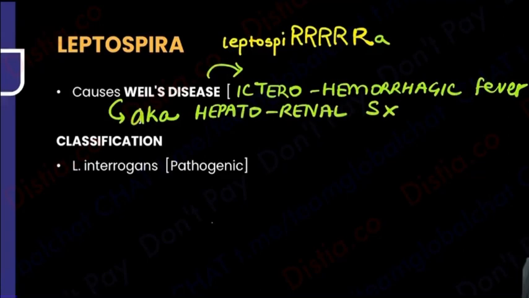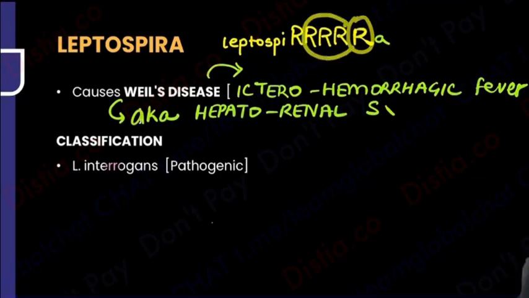What is the classification, guys? There are many Leptospira. I just want you to learn the pathogenic one, that is interrogans. Another R coming your way, no? So it is going to be interrogans. So first and foremost, I have learned Leptospira, the interrogans one.